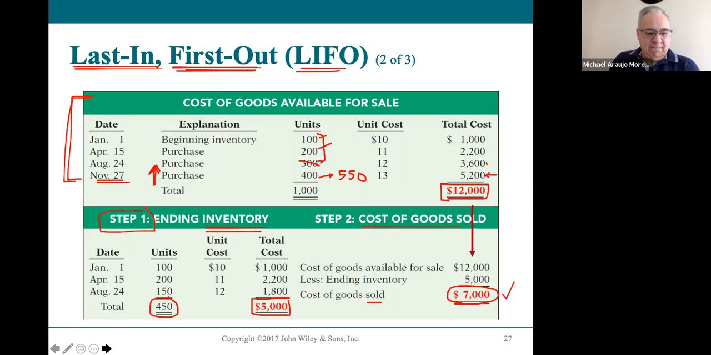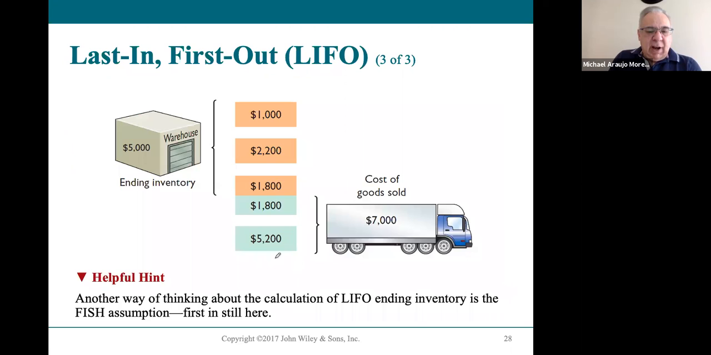This is also the illustration here. Again, the last ones in this case, all of the November goods and half of the August goods have been sold. So they're going to be part of our cost of goods sold. Remember, that's an expense account. That's going to be on our income statement. All the other items are still with us. They're our asset, they're inventory.